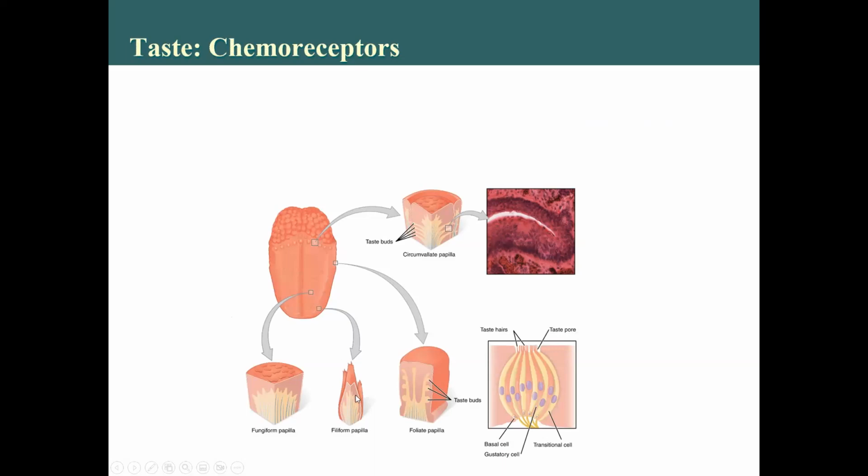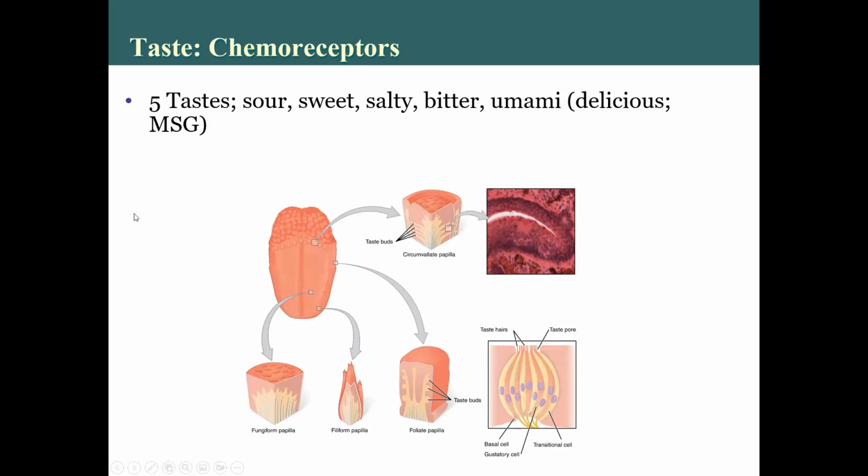Okay, taste. This is another image from your book. There are 5 tastes. We used to think there were only 4: sour, sweet, salty, and bitter, but it turns out that there's a fifth called umami. And I say it a little different just for fun, umami. And that's deliciousness. And we get that in one way from MSG.